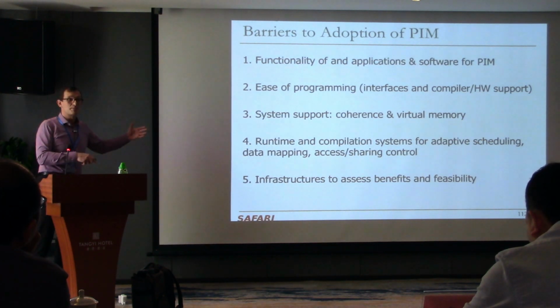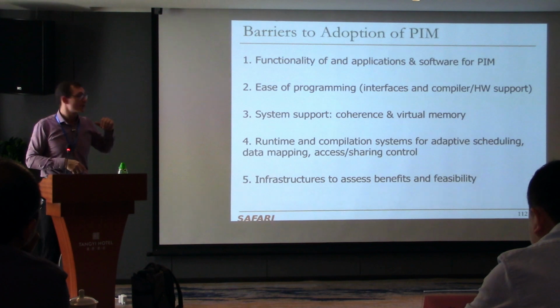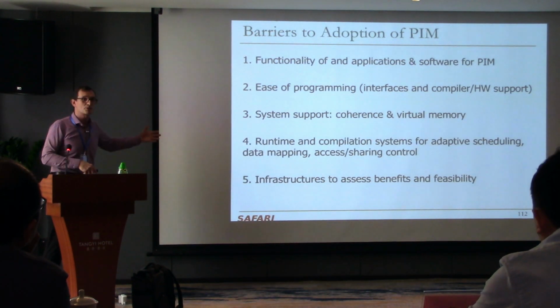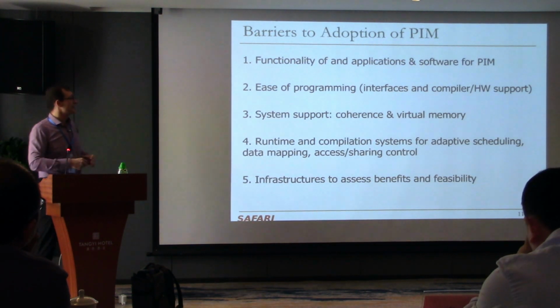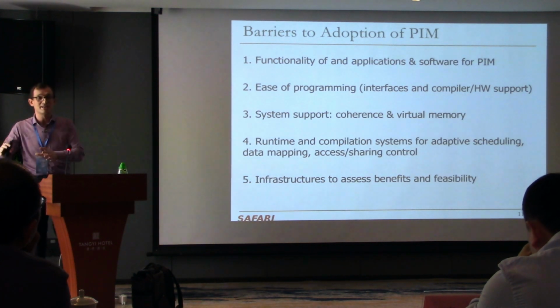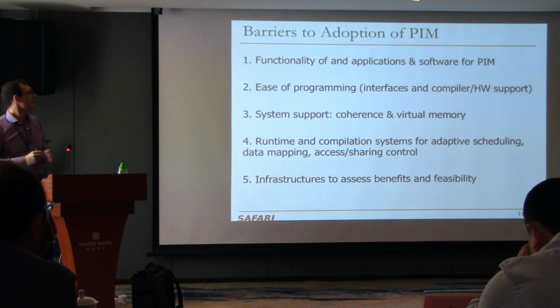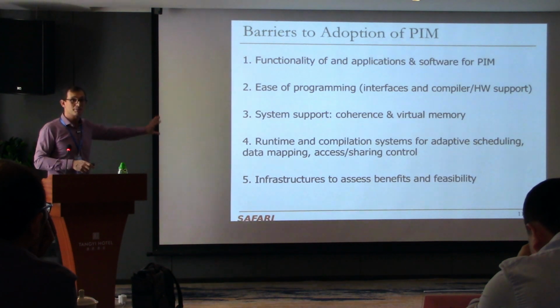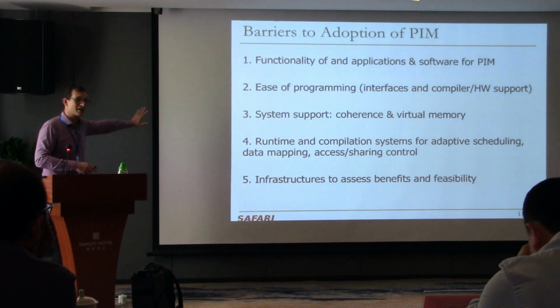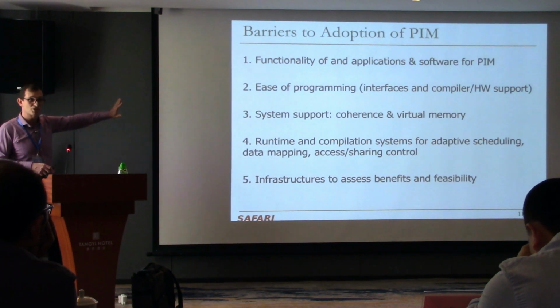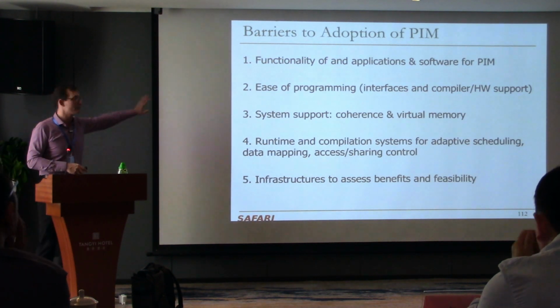The third one is system support, coherence and virtual memory. How do you enable those things? The fourth one is also system support, runtime system, compilation, data mapping. How do you map the data? How do you enable easy mapping of data to the programmers? Access and shared control. How do you enable that? These are all very good questions. I'm not going to talk about them over here. There are some works that touch upon these issues, but they're not completely solved issues for sure.